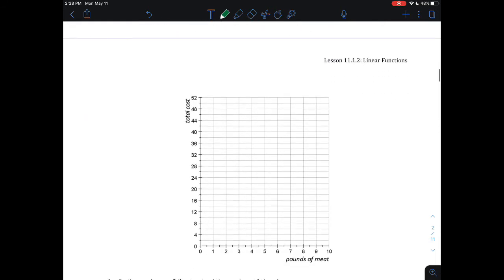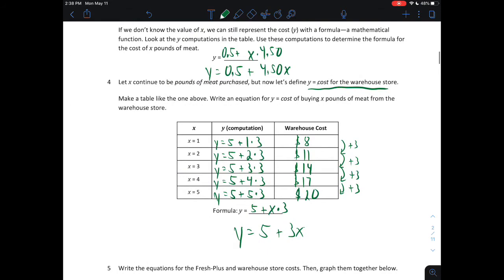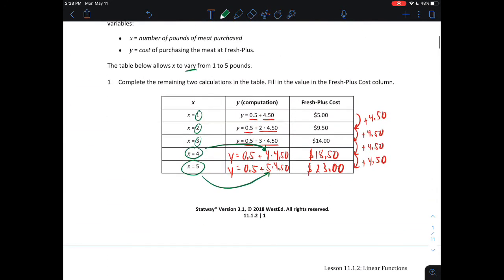And the way to graph this, you don't have to think, well, how do I graph a line? What did I learn way back when in some algebra class? If you don't remember, that's okay. You have information right in front of you. You can just use that. So I'm going to use red for the Fresh Plus cost data that we got. And I just want to recognize that I have x values, 1, 2, 3, 4, and 5. And then I have outputs. Those are y values. Those are the costs.